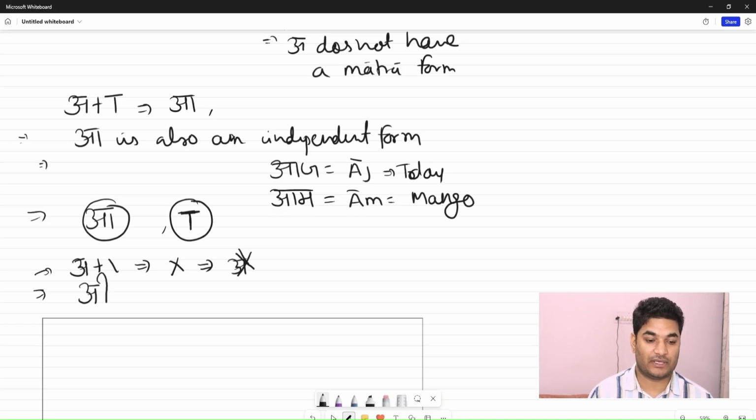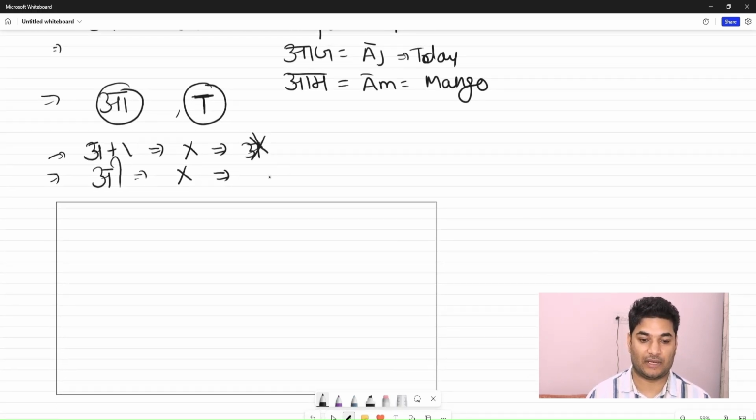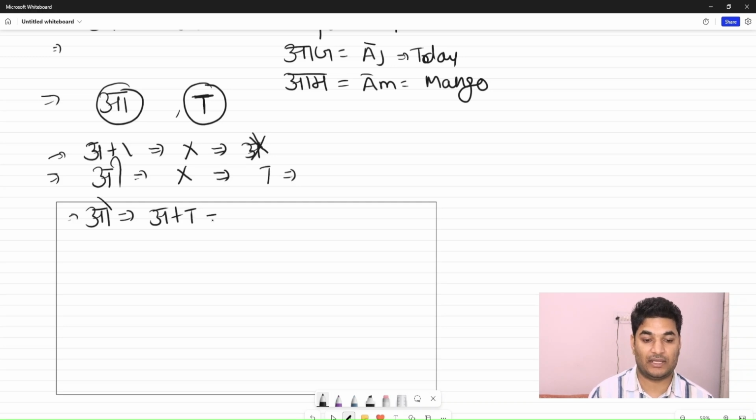Does A work with E? No. Same thing. Long E in its full form is written very differently. A with the O matra, yes, it works. And this gives our third independent form, O. So O in its full form is written like this, and its matra form is written like this. Fine.